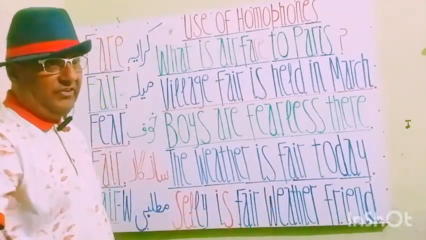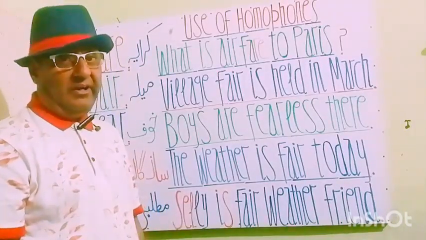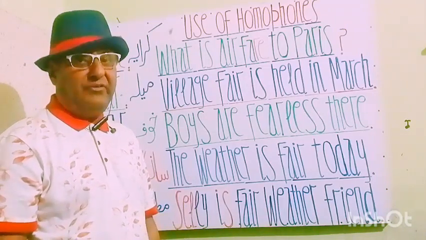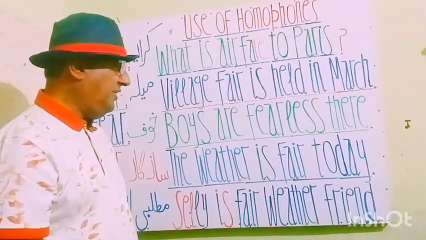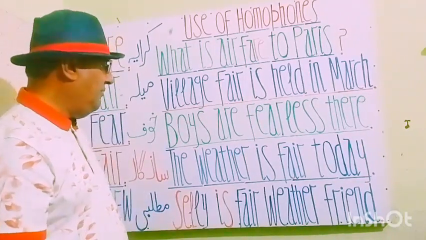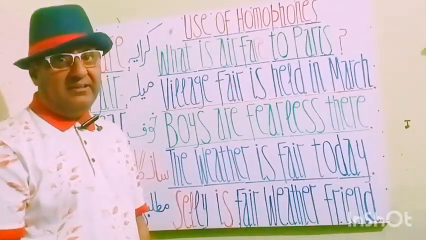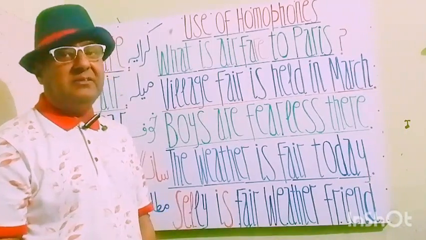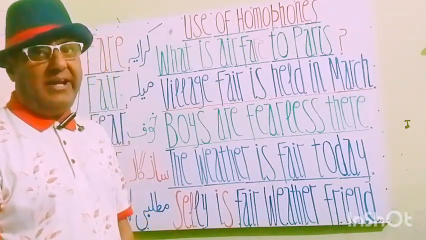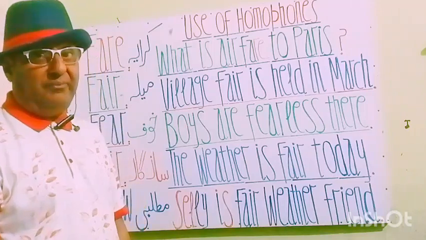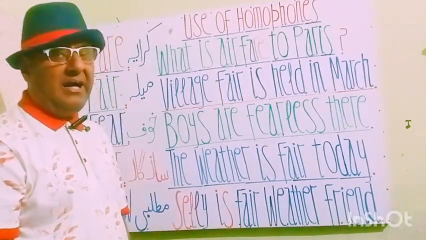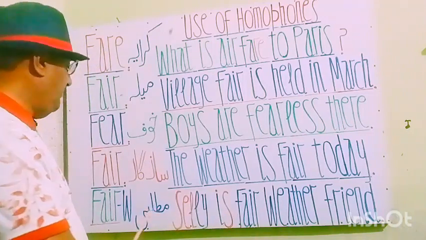Mausam aaj saazgar hai. You see again, we have fair, but in sound it's the same, fair, and in meaning it's different. The meanings are favorable, beautiful. So the weather is favorable today. The weather is fair today. Aaj mausam saazgar hai. Fair means favorable, beautiful. In Urdu, it means saazgar. Let's move to the next homophone and the sentence.